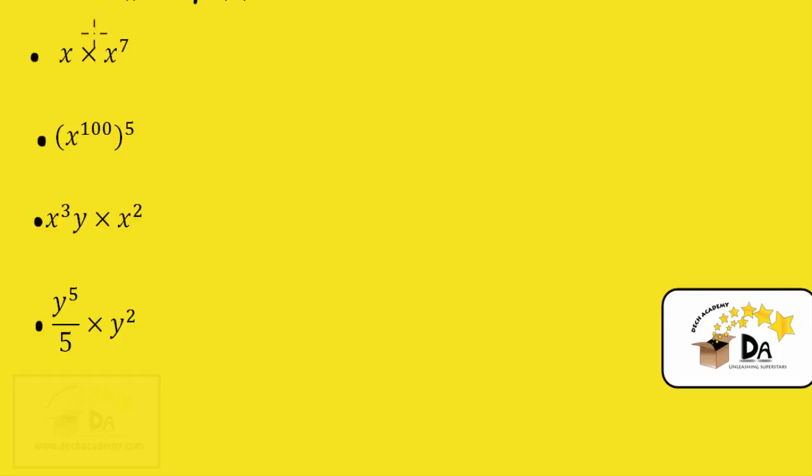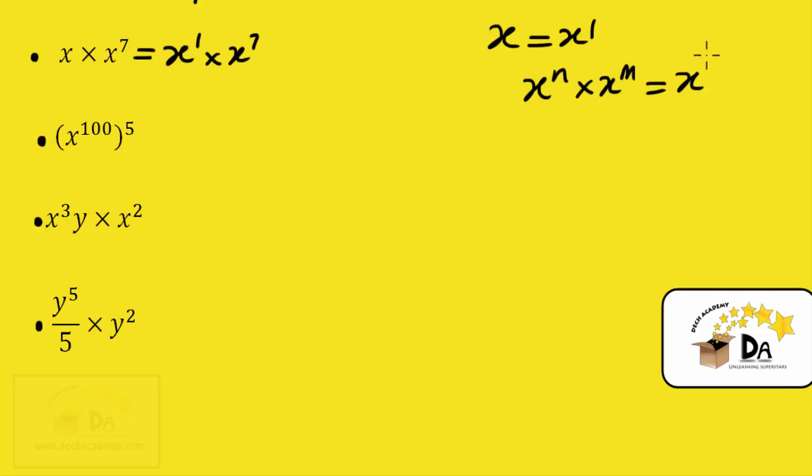Here are a few more examples. So we have this x times x^7. As you remember, x is the same thing as x^1, so I can write this as x^1 times x^7. And we know that x^n times x^m is x^(n+m). So x^1 times x^7 is x^(1+7), which is x^8.